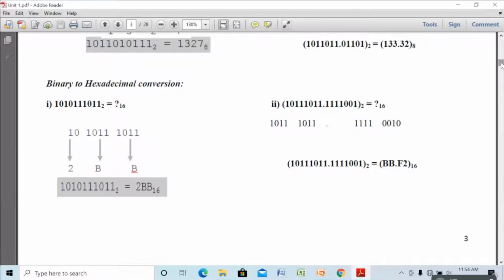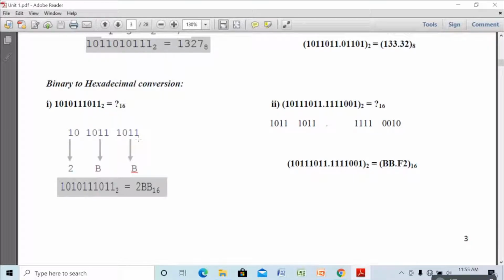Then we will move on to conversion of a binary number to a hexadecimal number. Here also the same procedure applies, but we have to separate the numbers in 4 digits. In octal, we are separating 3 digits. Here we have to separate 4 digits. So this is the binary number representation. We separate 4 digits: 1101, one element, then 1101 is the next one, then 10. Then we have to convert this to hexadecimal.